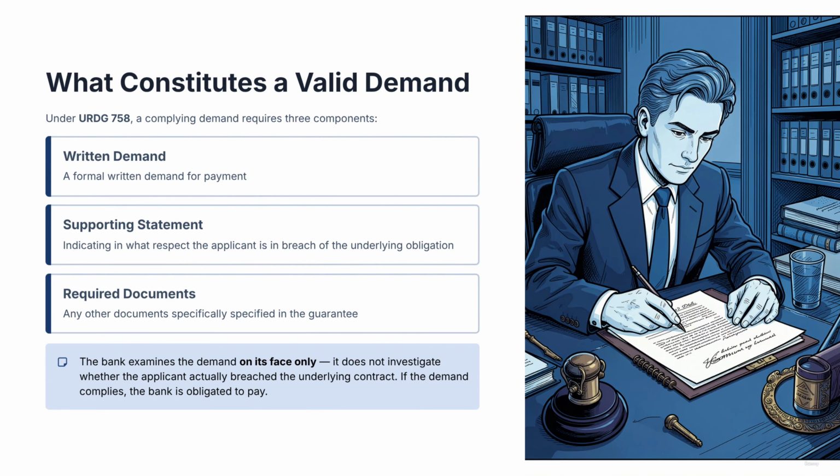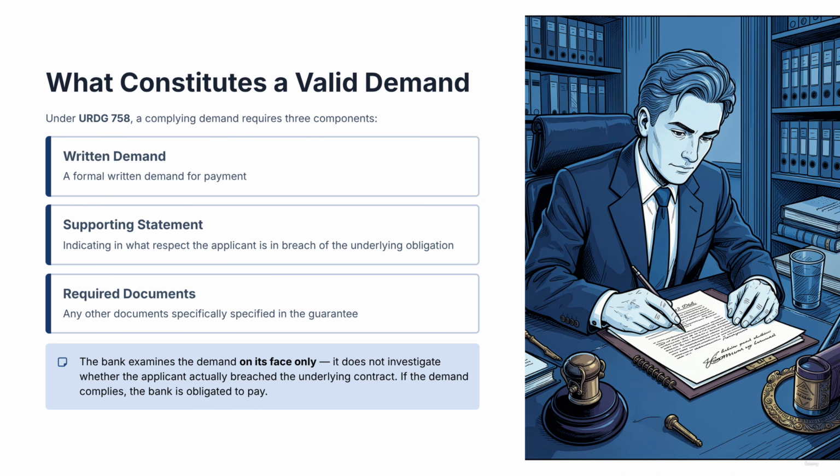What constitutes a valid demand? Under URDG 758, a complying demand has three components: a written demand for payment, a supporting statement indicating in what respect the applicant is in breach of the underlying obligation, and any other documents specifically required by the guarantee itself. The critical point is this: the bank examines the demand document on its face. It does not investigate whether the applicant has actually breached the underlying contract.